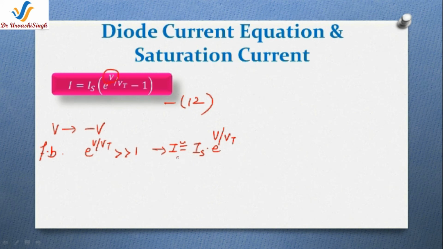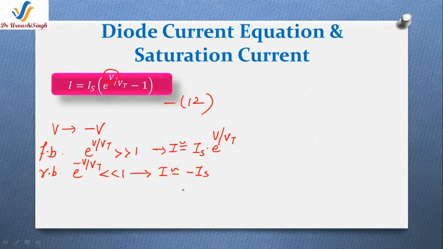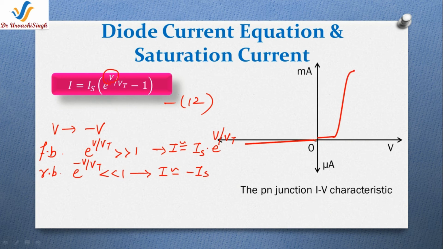It means that the diode current will increase exponentially in forward biasing, while in case of reverse biasing, when we take the negative V, this exponential factor will become very much less than 1. So the diode current is nearly equal to minus Is, where Is is the reverse saturation current. So the diode characteristic is this.